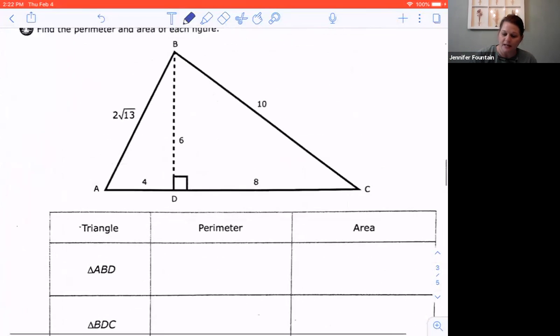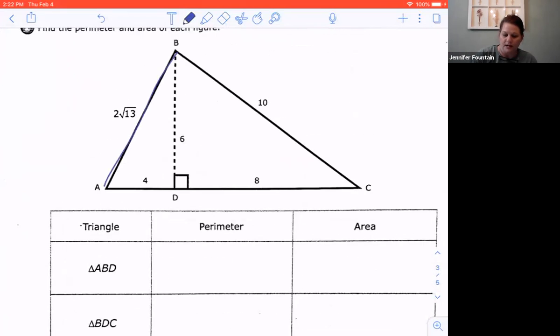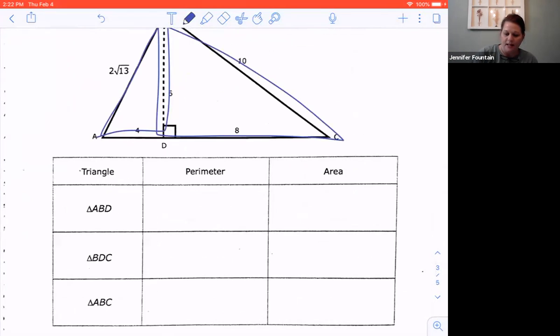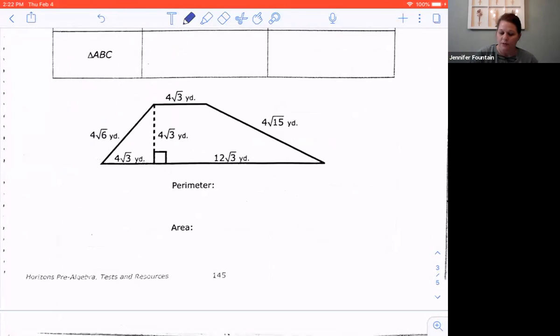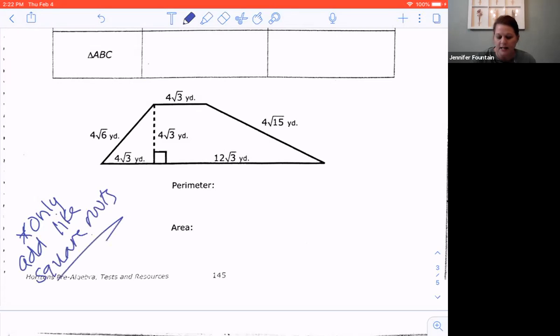Notice we're looking at ABD. So that's going to be this one right here. Then my next one is BDC, that one right here. And then finally ABC, looking at the whole thing. Find the perimeter and the area. And then perimeter and area using a trapezoid. Okay, pay close attention. You may want to put a note that says only add like square roots. So if they're not the exact same, you're not going to add them.